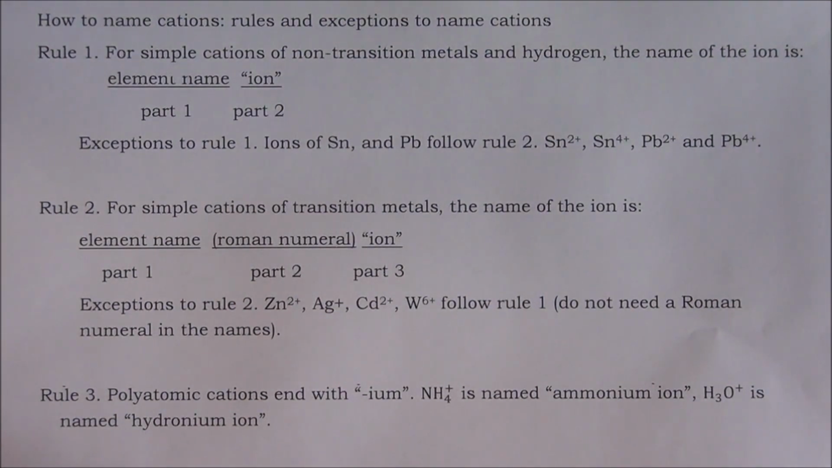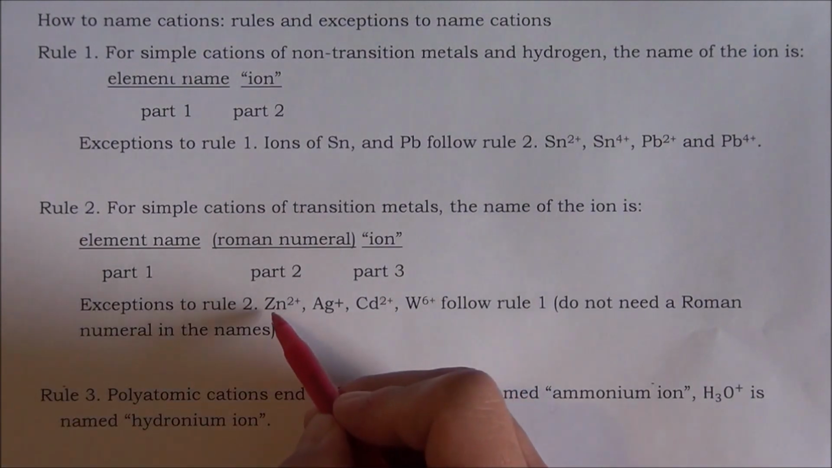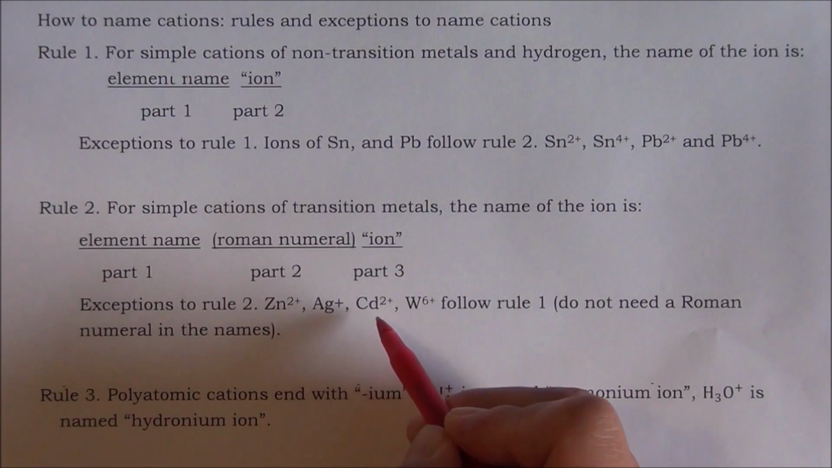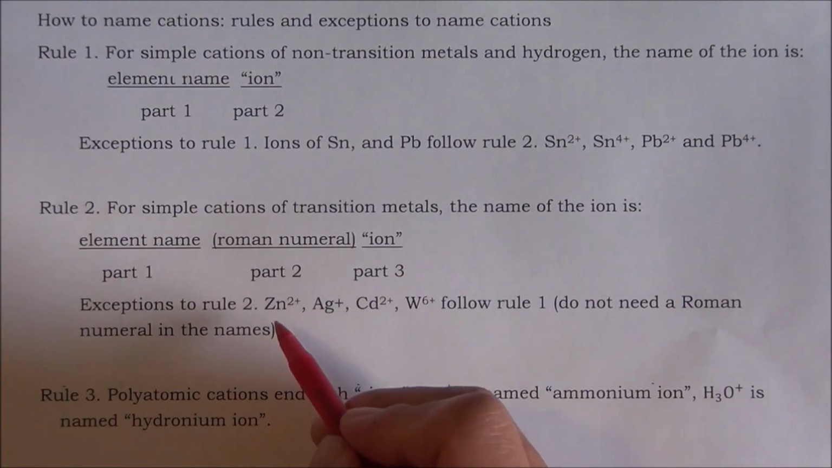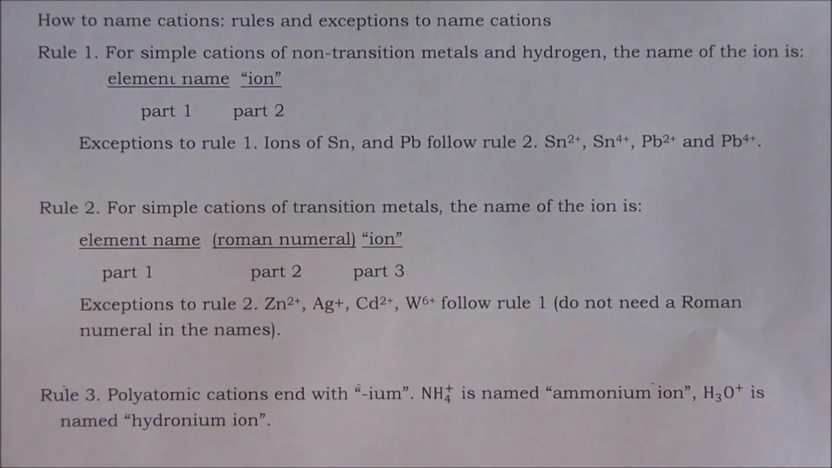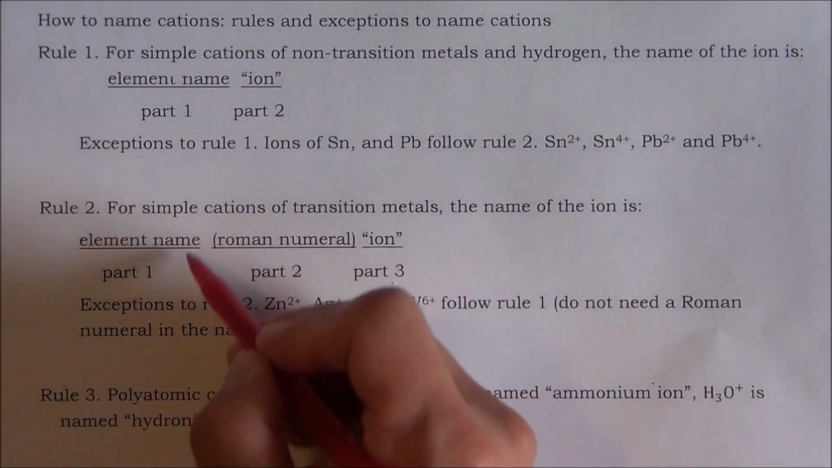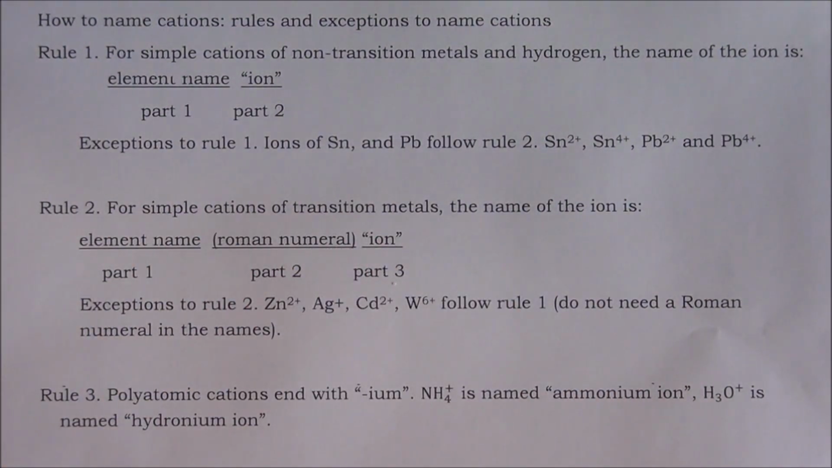There are a few exceptions for rule number 2 as well. The exceptions are zinc ion, silver ion, cadmium ion, and tungsten ion. Although they are transition metals, each element only forms one kind of ion. Therefore, we do not need a Roman numeral in their name to distinguish different ions of the same element.